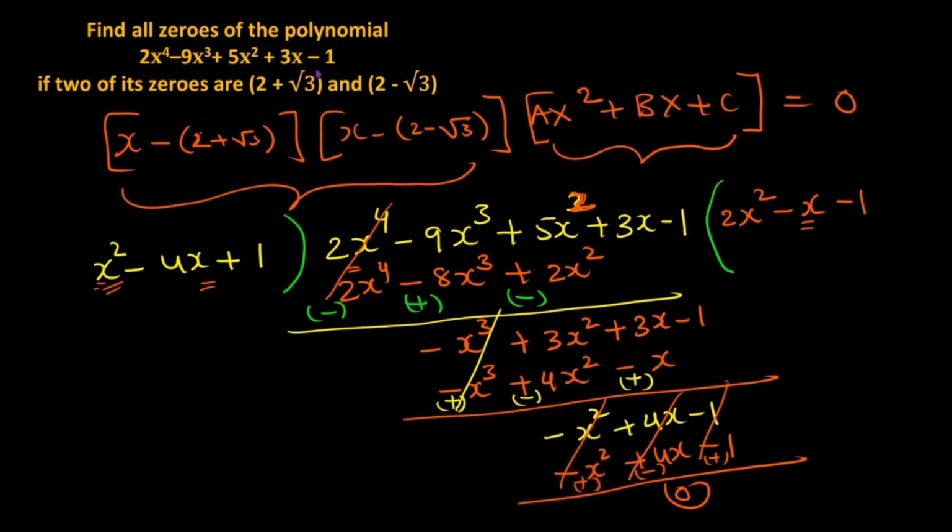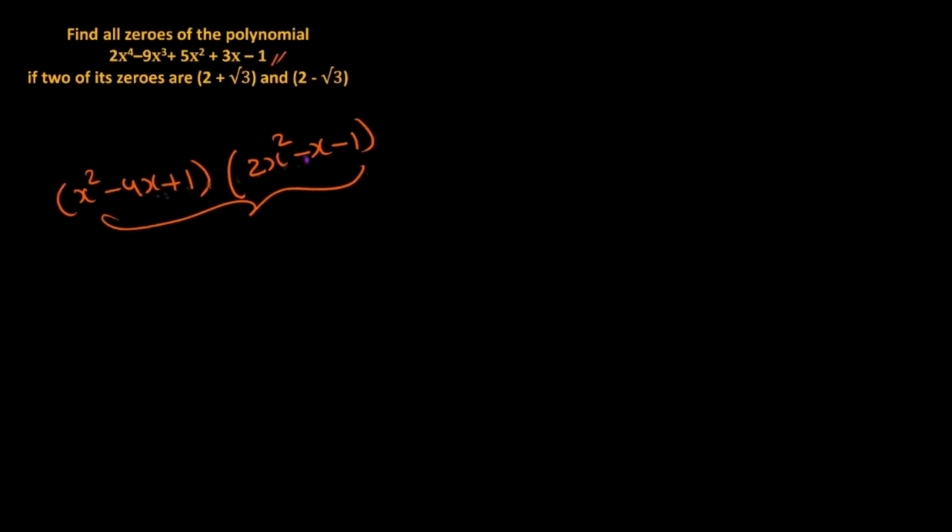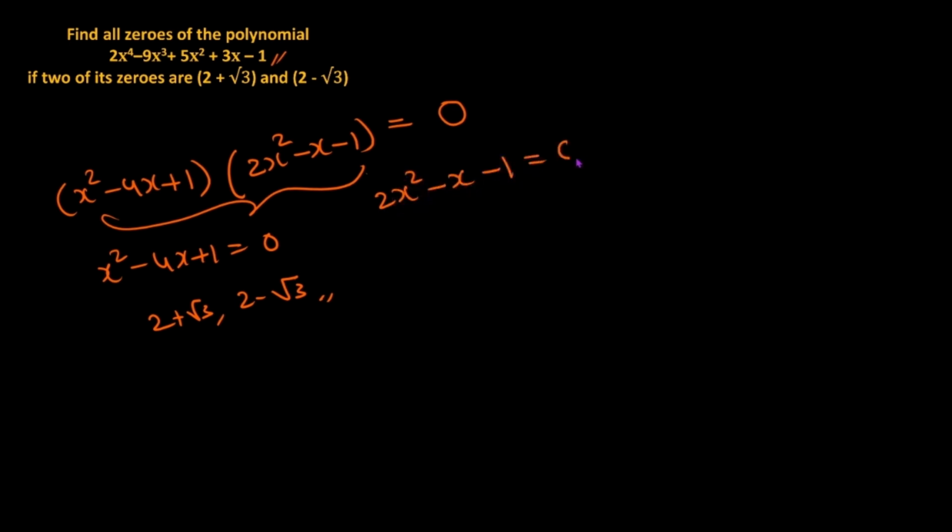So this entire equation can be written in the form of x square minus 4x plus 1 into 2x square minus x minus 1. Okay? Very nice, right? We have shown that this equation can be written as a product of these two equations. To find the roots of this equation we equate to 0, right? So when you equate the first term to 0, x square minus 4x plus 1 equal to 0, then we get the roots 2 plus root 3 and 2 minus root 3, okay? Now we will equate the other equation, that is 2x square minus x minus 1 equal to 0, okay?